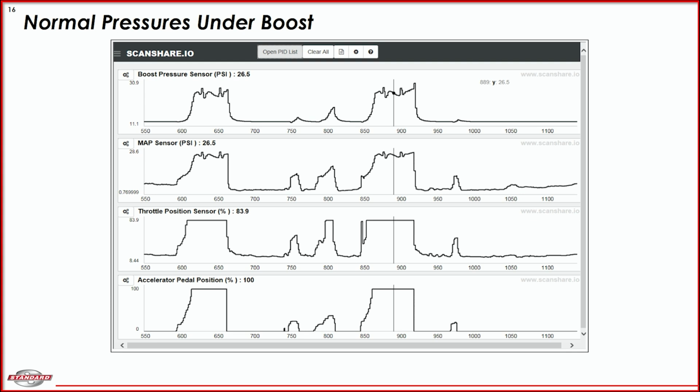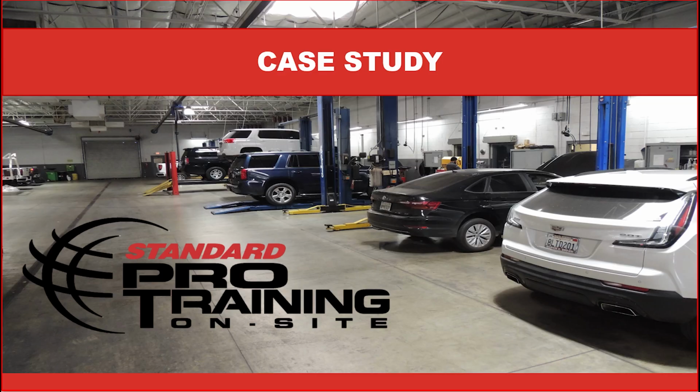Now, of course, if we reconnect the wastegate hose, we can clear the DTCs from the PCM and go get another capture. We can see now, with everything hooked back up the way it's supposed to be, the actual boost pressure is closely following that desired pressure, and the pressures before and after the throttle blade are going to be very close.